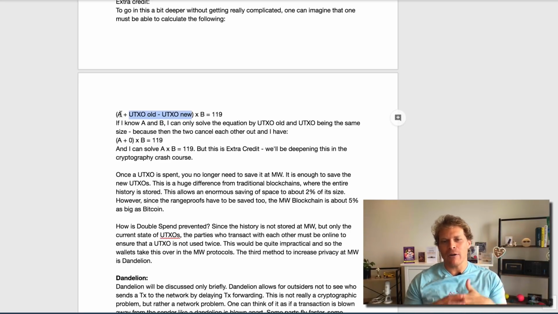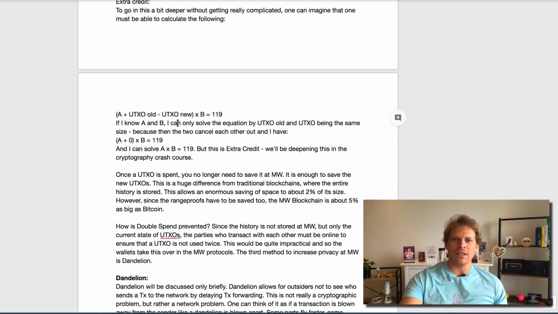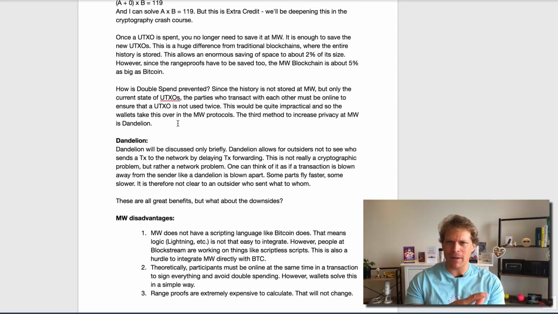And this is how the extra credit works. We'll go deeper into this kind of idea in cryptography though. So this is very important, and I hope this kind of makes sense to you. So we talked about Coincoin, we talked about confidential transactions.